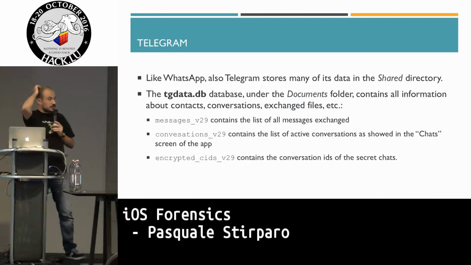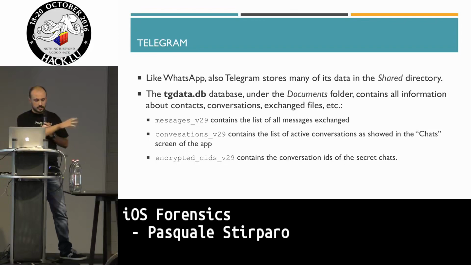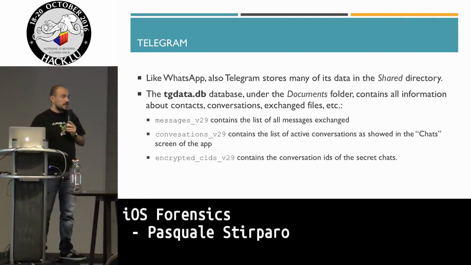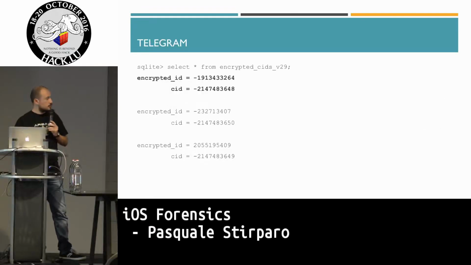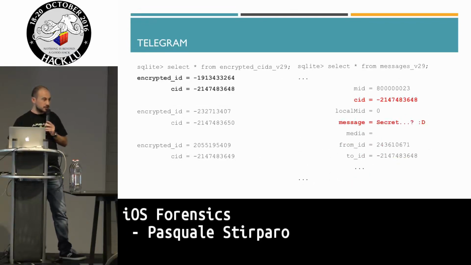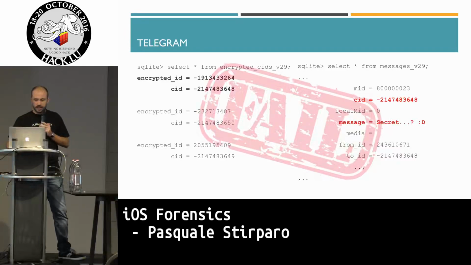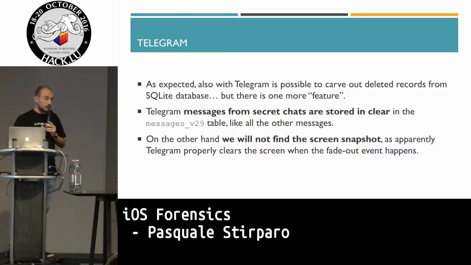Another application which is supposed to be even more secure is Telegram. This is the database you are interested in, and these are the main tables where you have messages and information about encrypted conversations. Telegram supports secret chats. Let's see: if you search in the encrypted chats, you get this ID, but guess what? If you search in the messages, basically this is just a flag. So your secret chat is just flagged as secret, but is in clear text on your device. Last but not least, Telegram doesn't store the screenshot; they manage it properly.